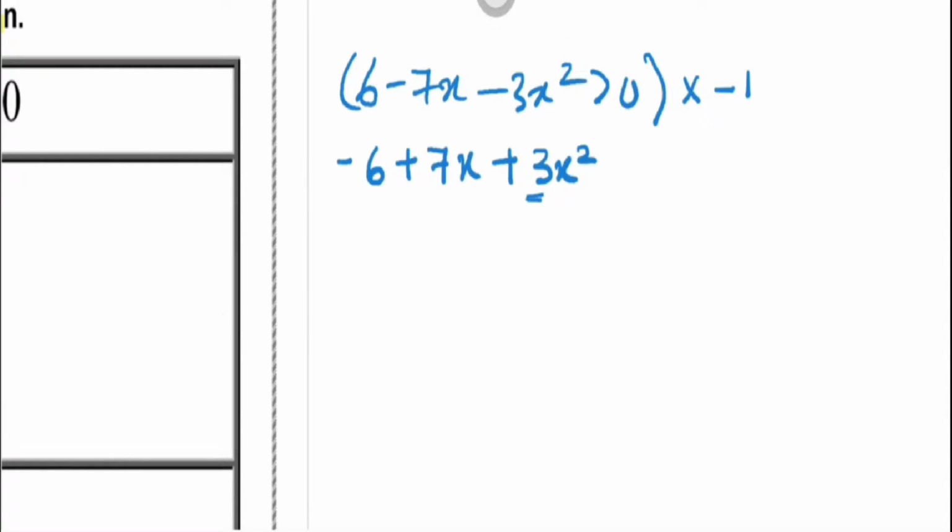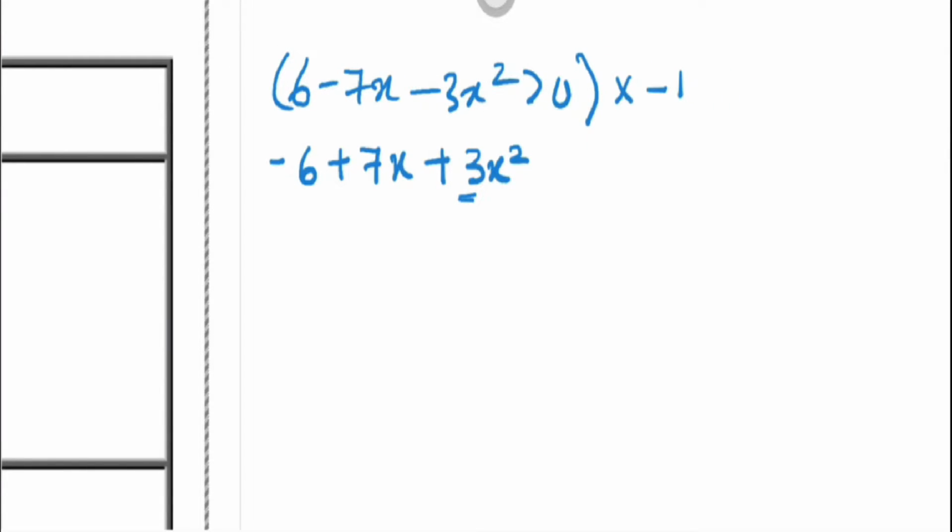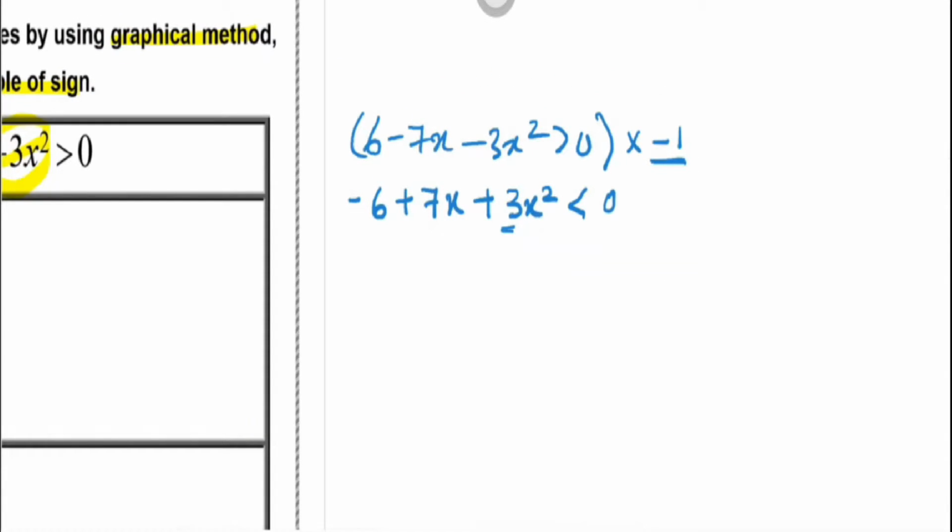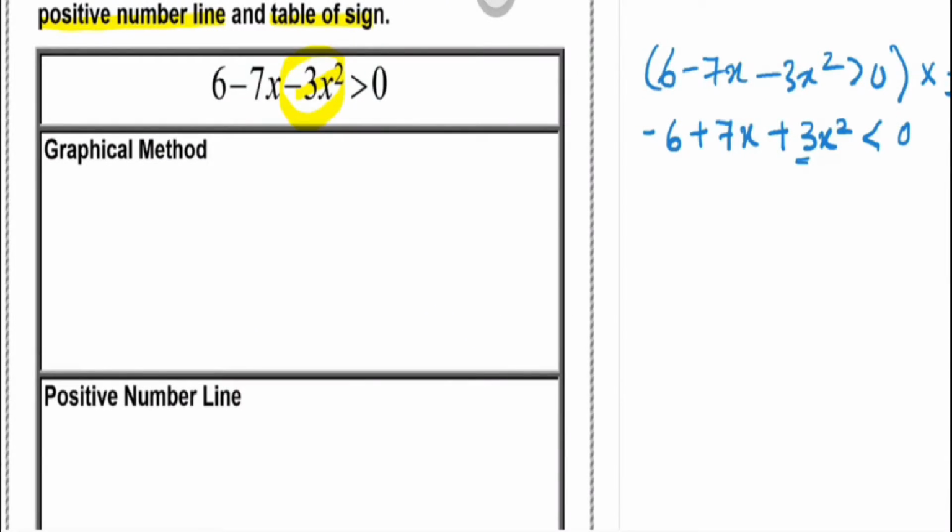But again, please be careful. Whenever you multiply or divide with a negative number, you have to change the sign. You have to reverse the sign. So now instead of greater than, we're going to have less than 0. Okay, nampak lagi cantik dah equation kita. Jadi kita dah boleh teruskan. Okay, I rearrange the equation as 3x squared plus 7x minus 6 less than 0.